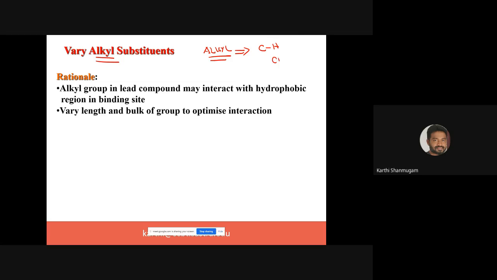So if I say CH3, it's called a methyl group, and this is an example of an alkyl group because it is made up of only carbon and hydrogen. Now, if you take any drug molecule, they're basically organic in nature.